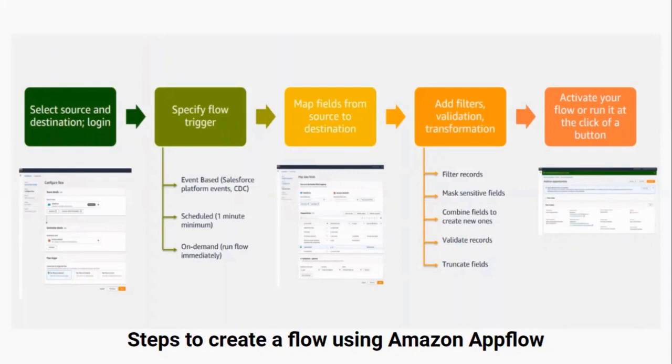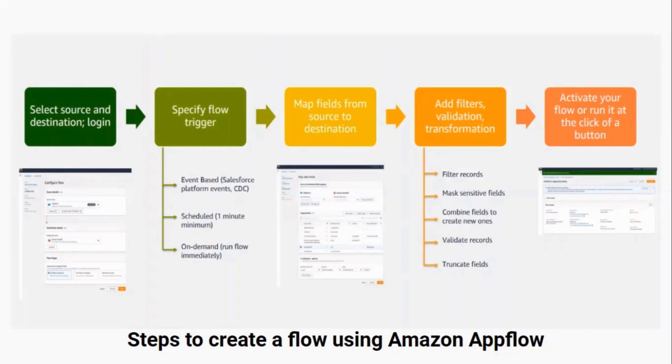So the last one is on demand. It is a manual trigger where we have to hit a button so that the data will be transferred from our source to our destination. Next step is to map the source fields to our destination fields. So we can provide a mapping interface that will enable us to pick the fields that we have to transfer from our source to destination.